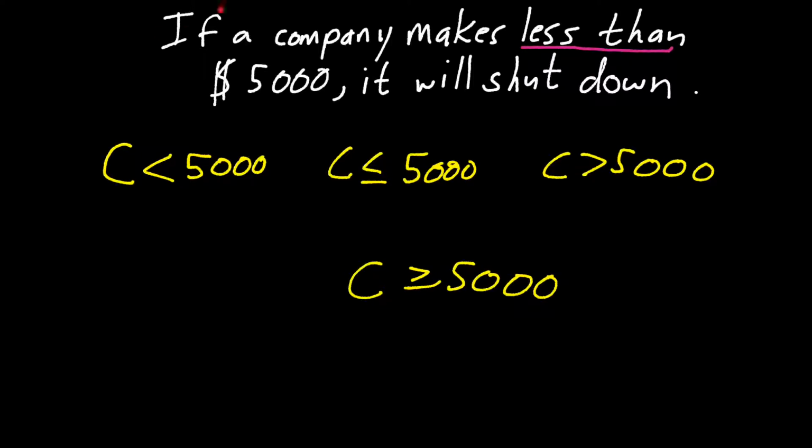Now this one kind of gives it away in the word problem. It says the words "less than." So that means you can't be equal. And we have our inequality right here. Our answer is C is less than 5,000.